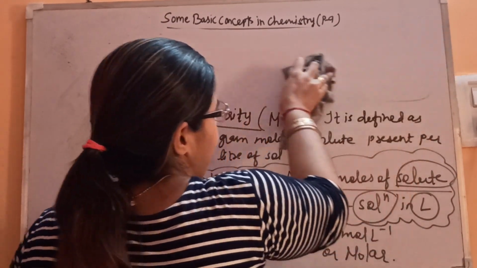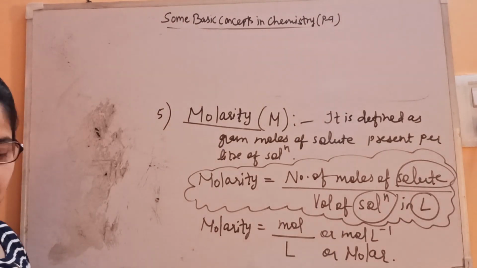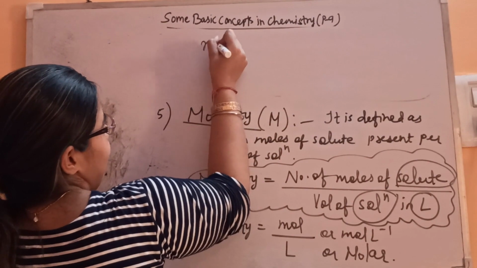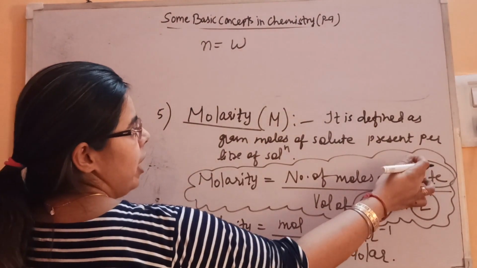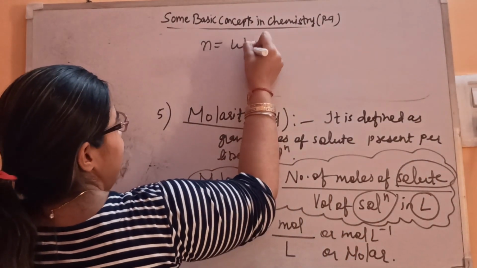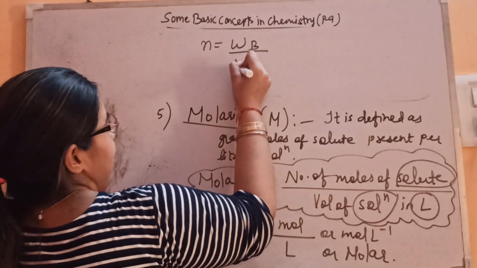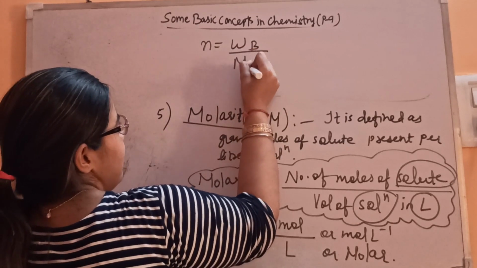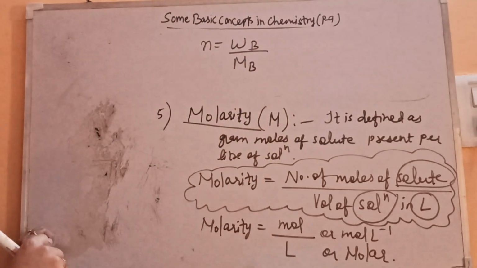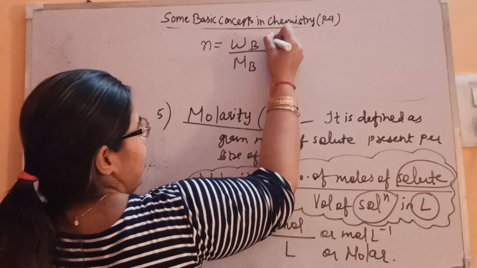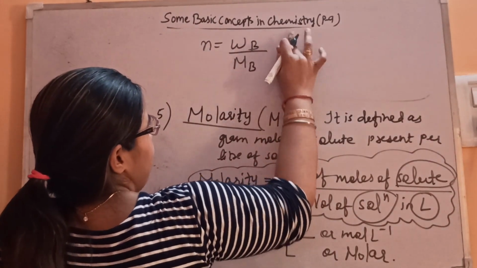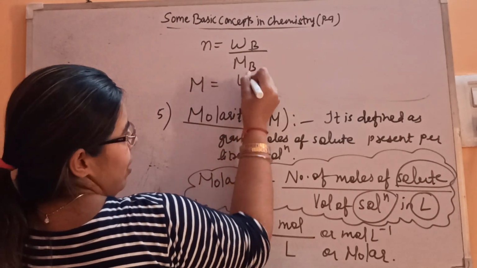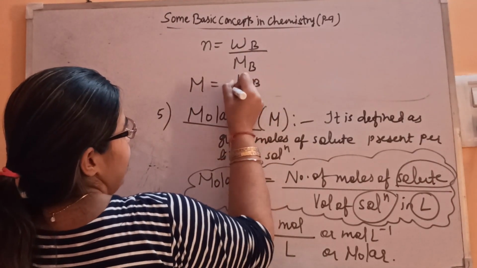In the molarity term, number of moles is equal to what? It is represented by small n, given mass. They are talking about solute. Solute we have seen, we are representing by B. So number of moles of solute is given mass divided by molar mass of the solute. Okay, so this is the number of moles.